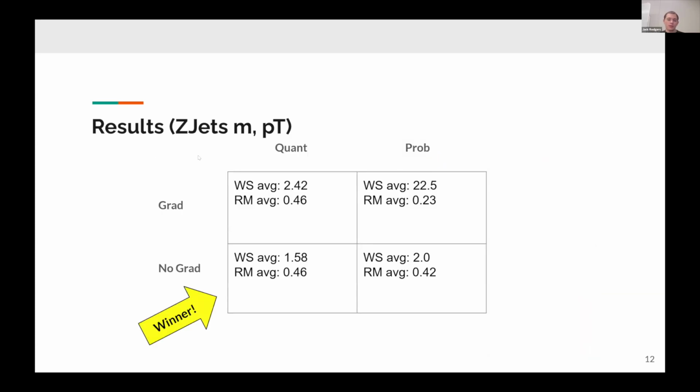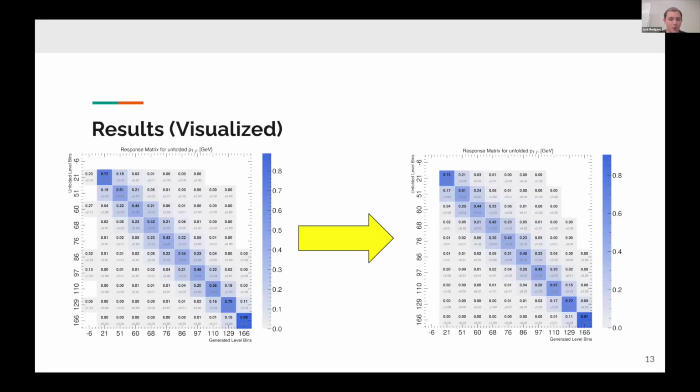So when running this, the results we get are fairly interesting. Quant no grad ends up winning. We could see that prob overall does a lot worse, especially when prob has a grad, right? We make our enforcement learnable. In general, grad does a little worse, and I'll explain that in a moment.